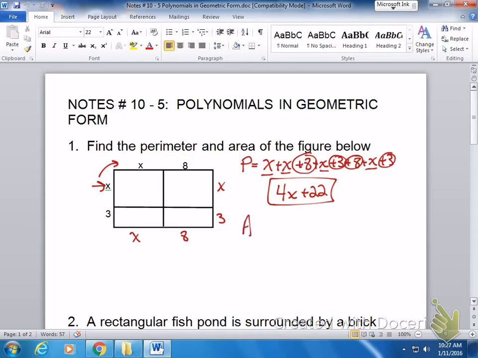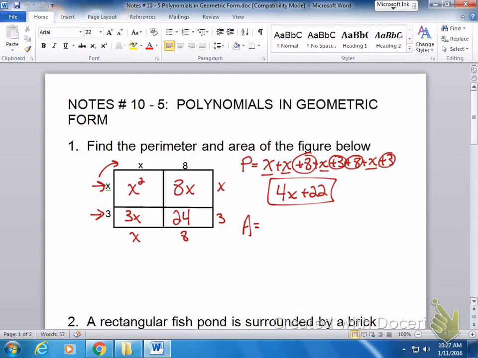Now, area is different. We can kind of use these like we did our algebra tiles. I'm going to take the individual areas of each box and add them all together. So the first one I have x times x, and that box I have x squared. If I go to the next one, I have x times 8, is 8x. I've distributed my x. I'm going to go to the 3 now. 3 times x is 3x. 3 times 8 is 24.